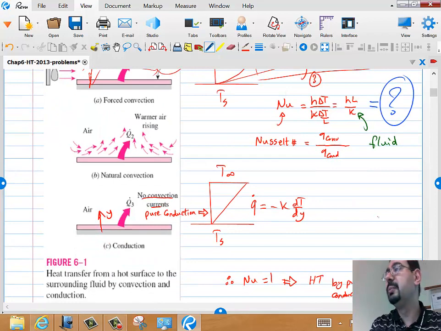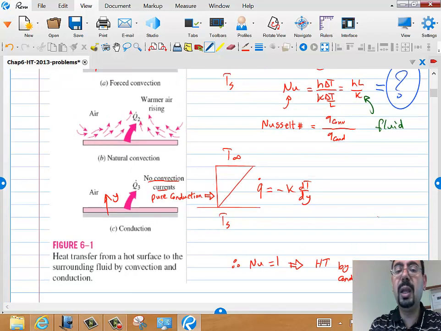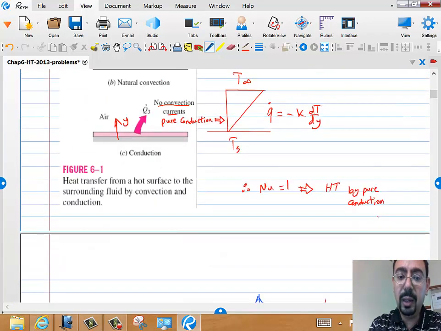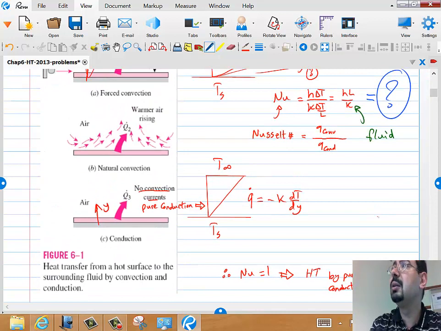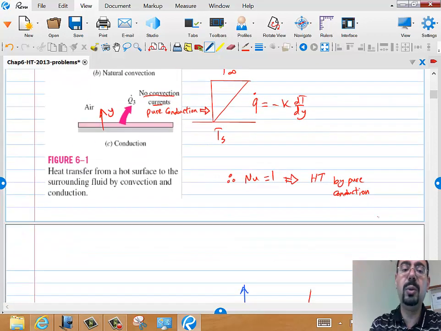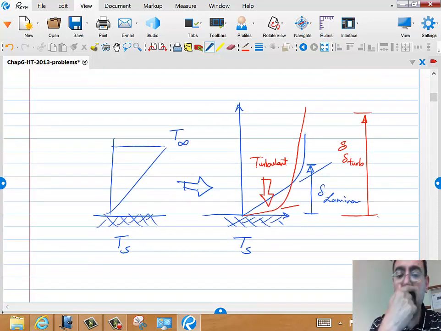So if there is no convection, just pure conduction, this would be the Q dot. The air here will have a temperature profile like this, and Q would be minus K partial T partial Y, and the Nusselt number would be 1. That's pure conduction. Now what will happen if we have convection is that the temperature profile, the K air partial T partial Y that looks linear like this, will end up being replaced by a boundary layer profile.